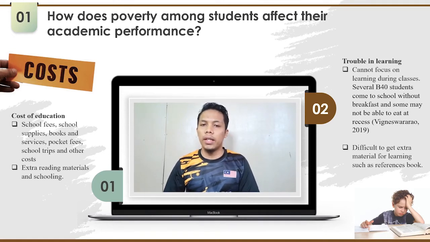Not only that, there are also expenses that can differ widely among students, such as extra reading materials and schooling. Next, poor students' performance is also affected by trouble in their learning because of the financial challenges of their families. For example, some of them have difficulty concentrating during learning because they come to school without having breakfast, and some may not be able to eat during recess because they don't have the money to buy food, as stated by Vignesh Wawarao in his article. They also don't have enough materials to study because they can't afford to buy extra materials such as reference books.